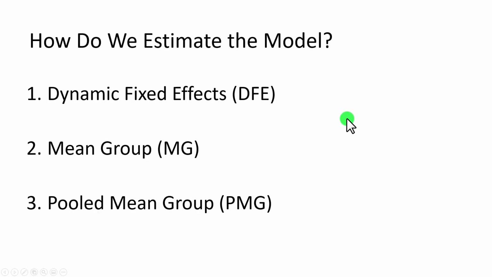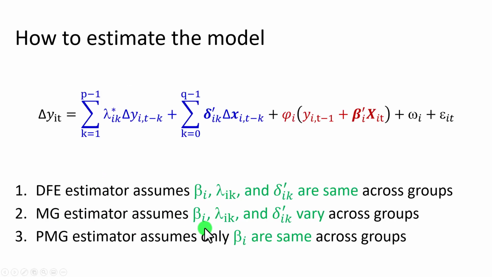So the question becomes, how do we estimate the model? The three key methods discussed are dynamic fixed effects, mean group, and pooled mean group. The dynamic fixed effects estimator assumes that all the coefficients, both long run and short run, are homogeneous across the groups, while the mean group estimator assumes that they all vary across the group. So these are extreme estimators.